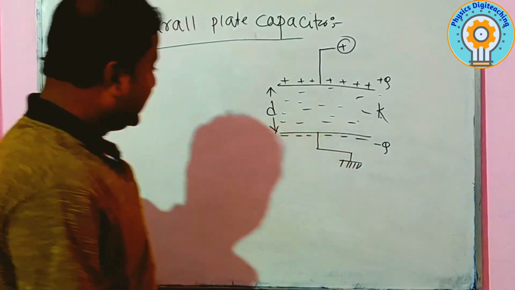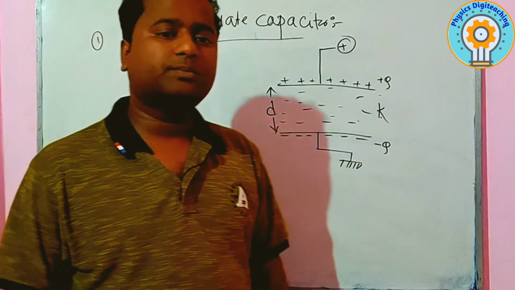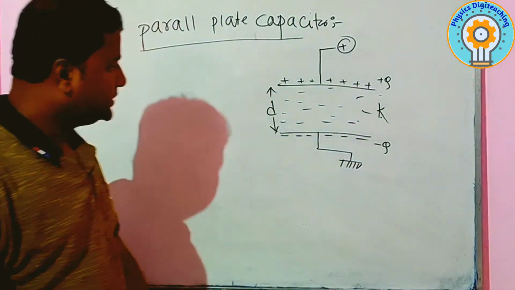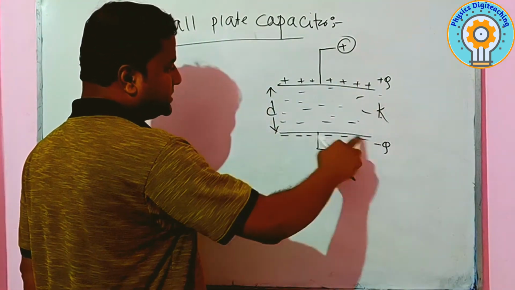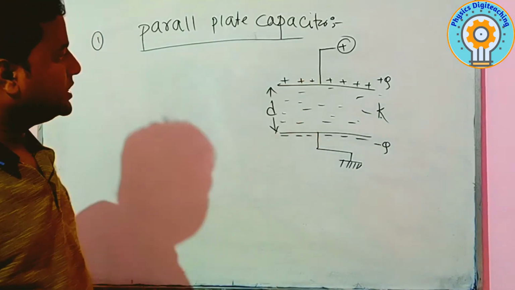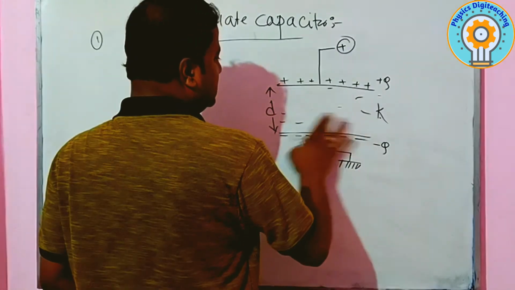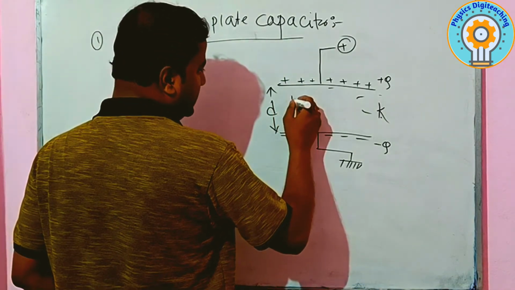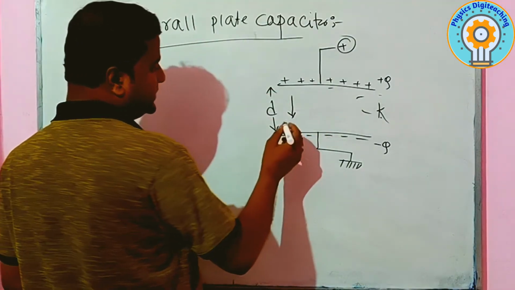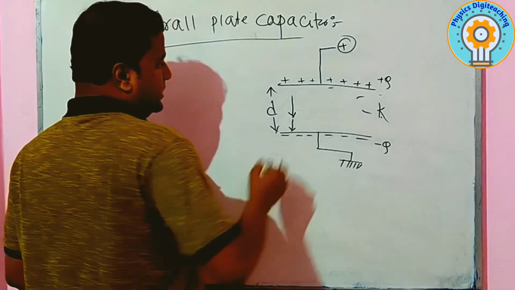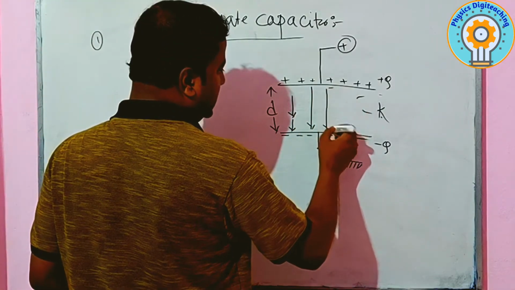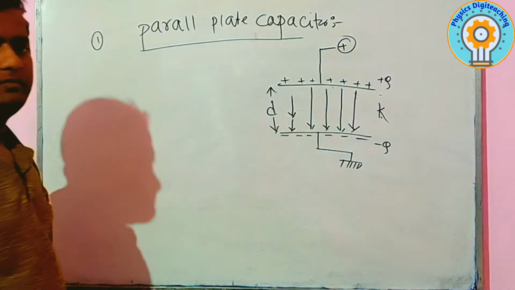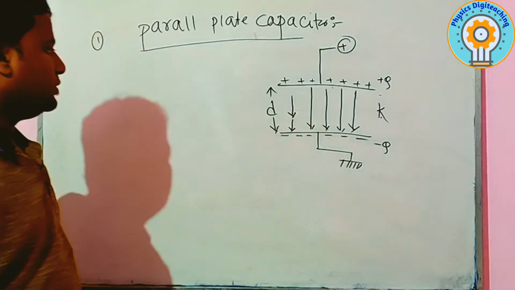Now we calculate the capacitance of this parallel plate capacitor. How to calculate it? First, if this plate is positively charged and this is negatively charged, then an electric field will be generated between these plates. For positive charge, the electric field is along this direction, and for the negative charge, the electric field is also along this direction. Therefore, the electric field is from positive to negative.